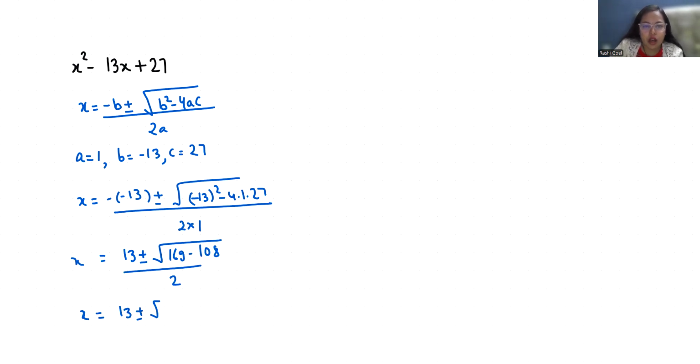So the solutions are x1 is 13 plus root 61 by 2 and x2 is 13 minus root 61 by 2.